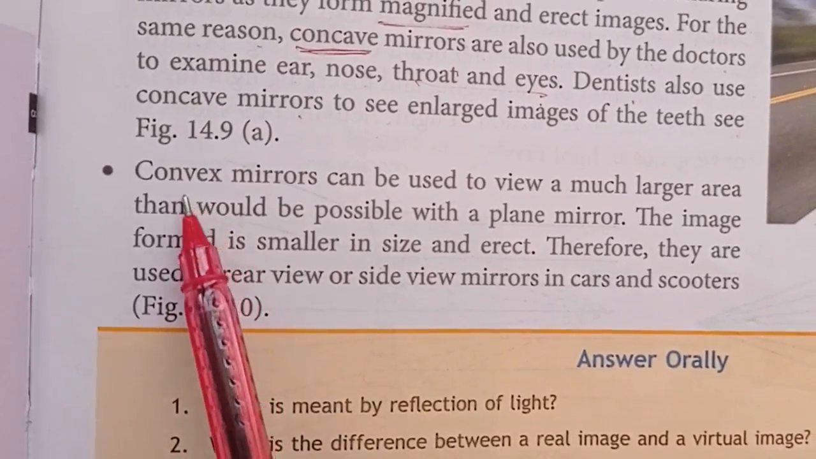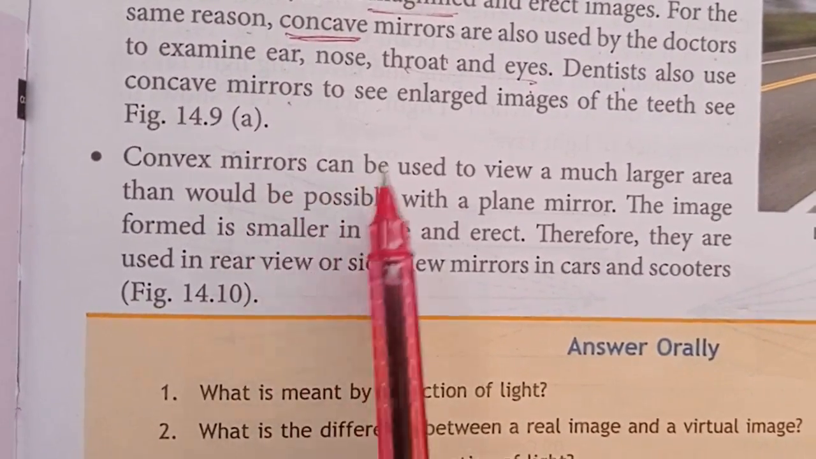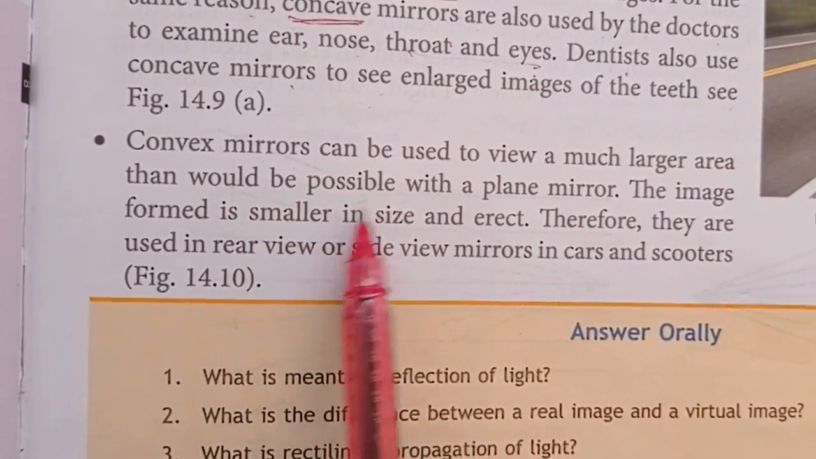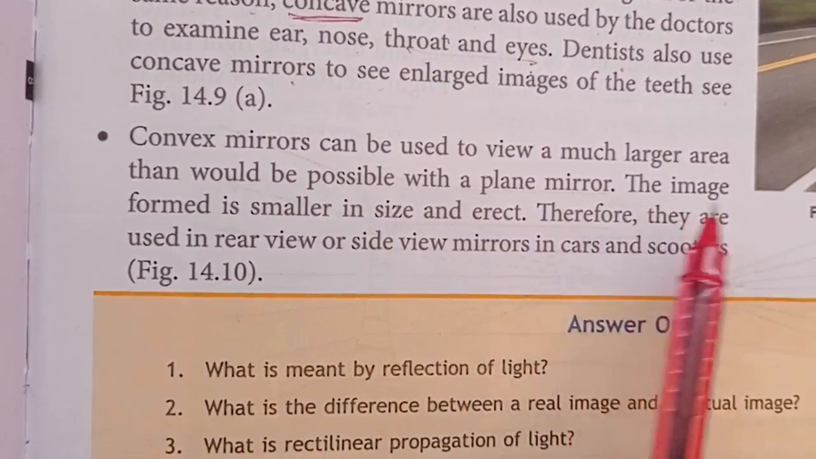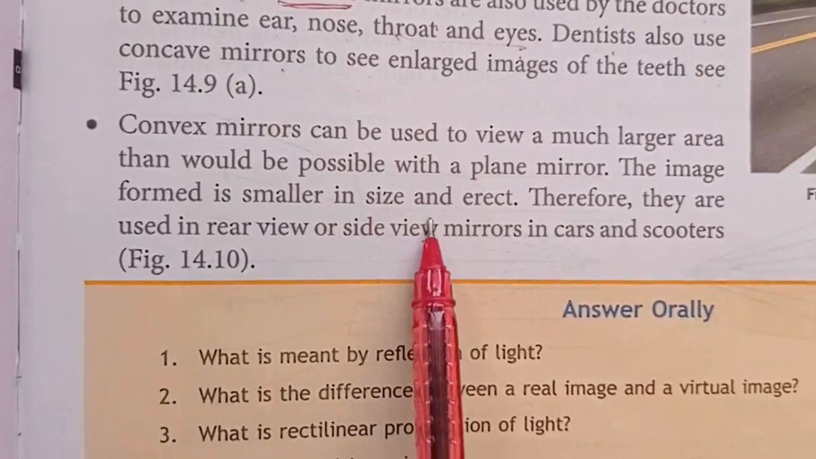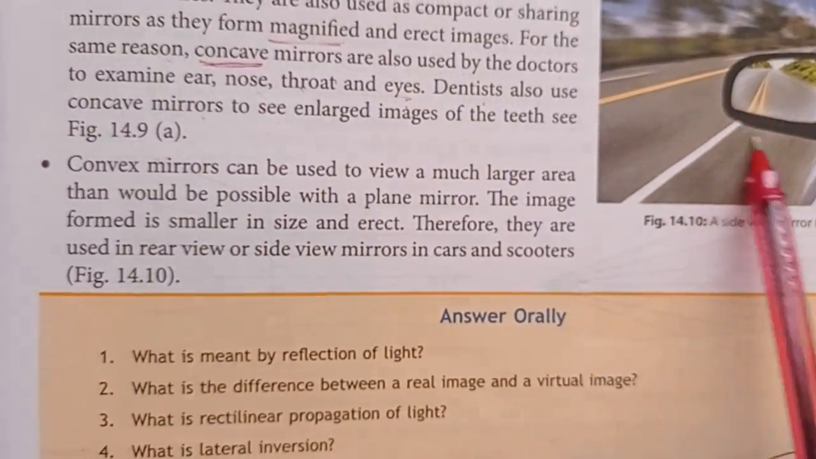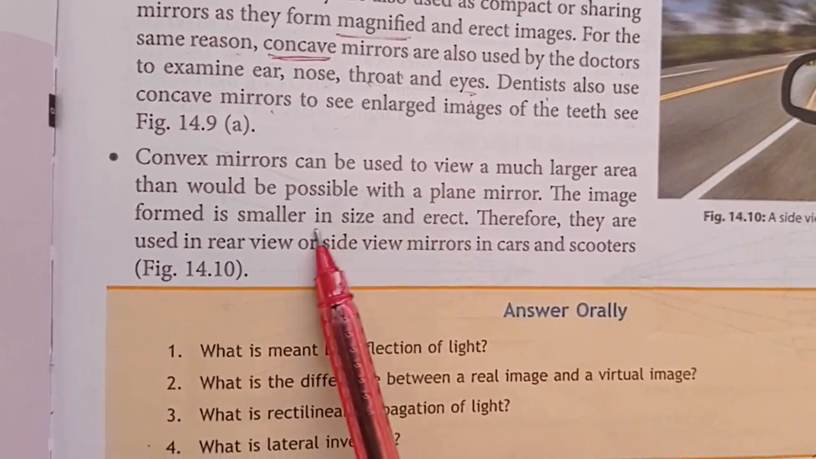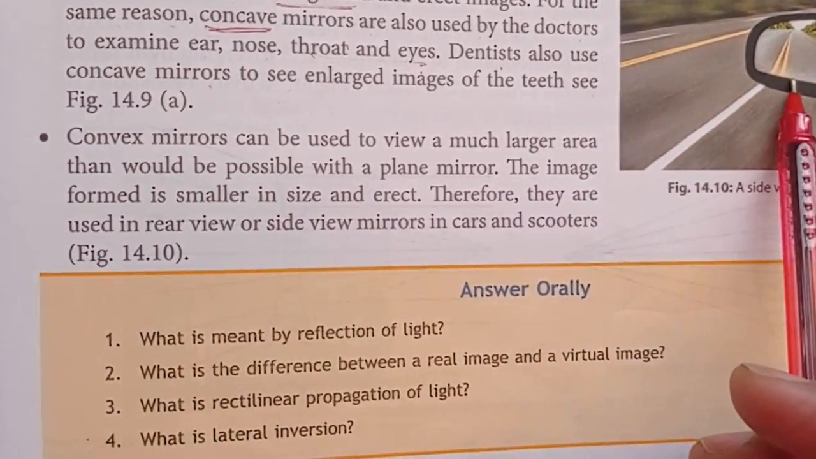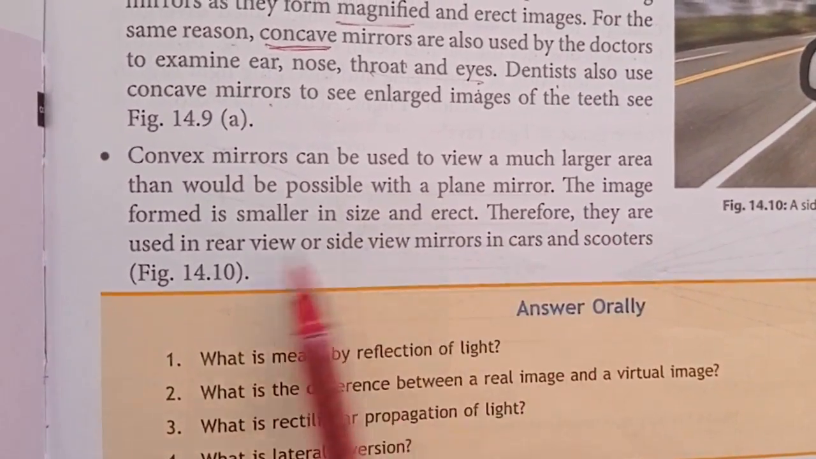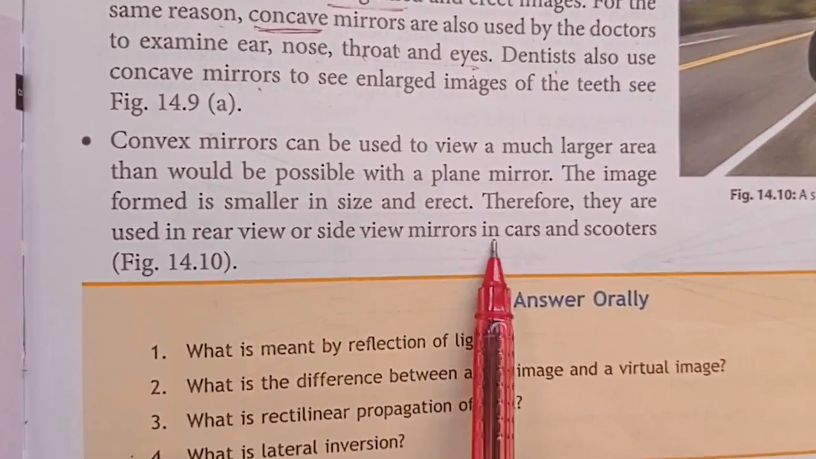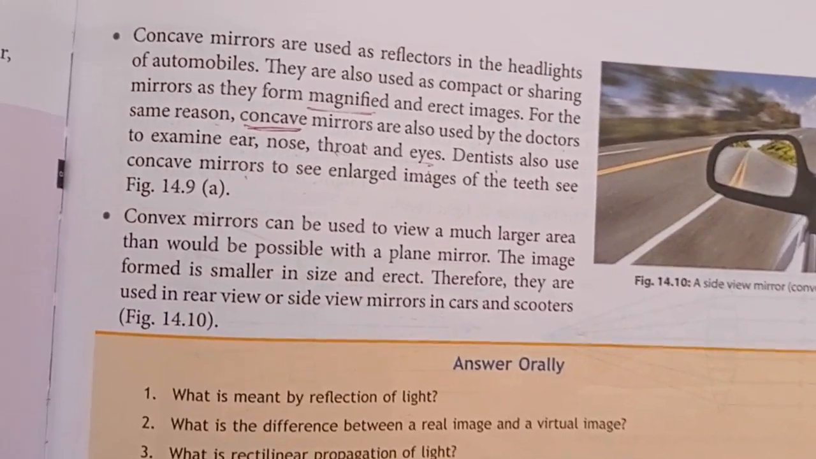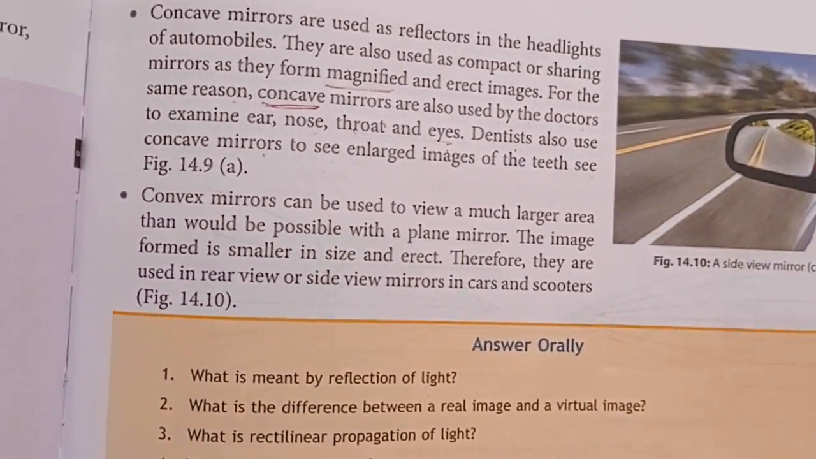Now we will discuss the convex mirror. Uses of convex mirror: it can be used to view a much larger area than would be possible with a plane mirror. The image formed is very small in size and erect. That is the side glass of the car or vehicle. Because the image formed is small in size, but it will look upright to you. Therefore, they are used in the rear view or side view mirrors in cars, scooters or any other automobiles. Okay, it is used as a side glass of our vehicle.